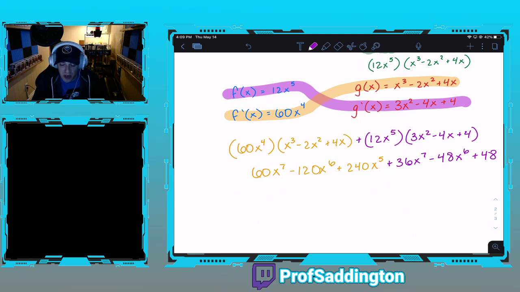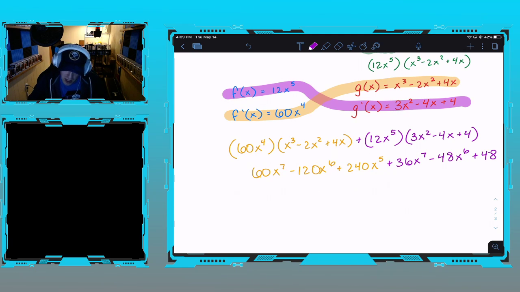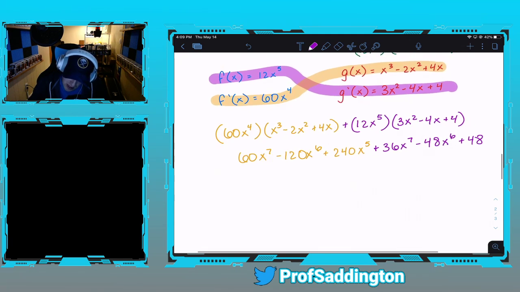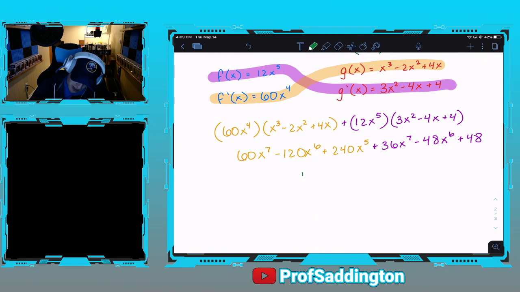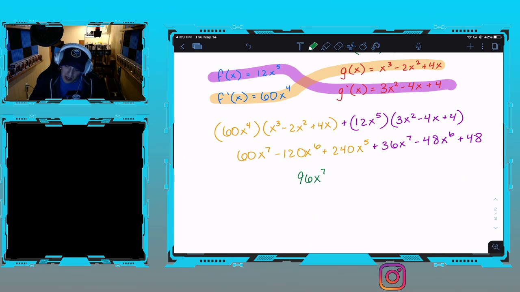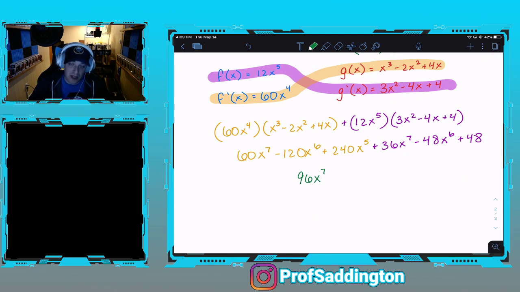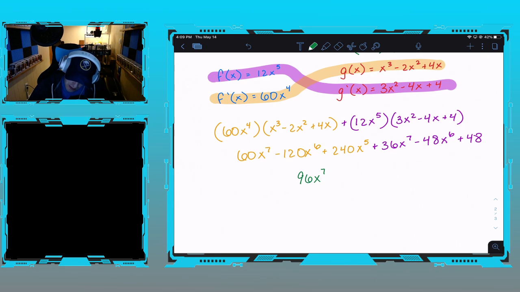This time we do have a couple that will combine. We can combine the 60x to the 7th and 36x to the 7th, which would give us 96x to the 7th. And we can also combine the negative 120 and the negative 48, which would give us negative 168x to the 6th. And it looks like the rest I cannot combine, but I can just rewrite right next to it.